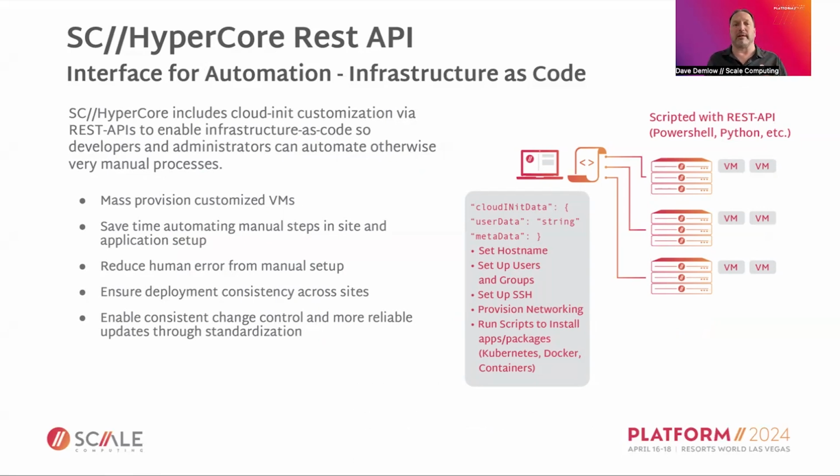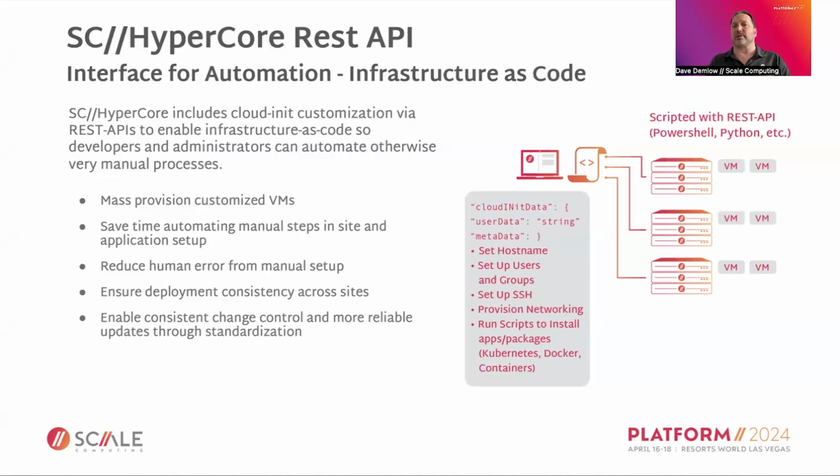And here, a lot of the things we're talking about is being able to mass provision customized VMs. So you can save time automating the manual steps, and we'll show you some playbooks in the demo where we go through the manual steps that you have to do to deploy a new application or deploy an operating system, and in the process, reduce human error, get deployment consistency, and then make change control much easier.